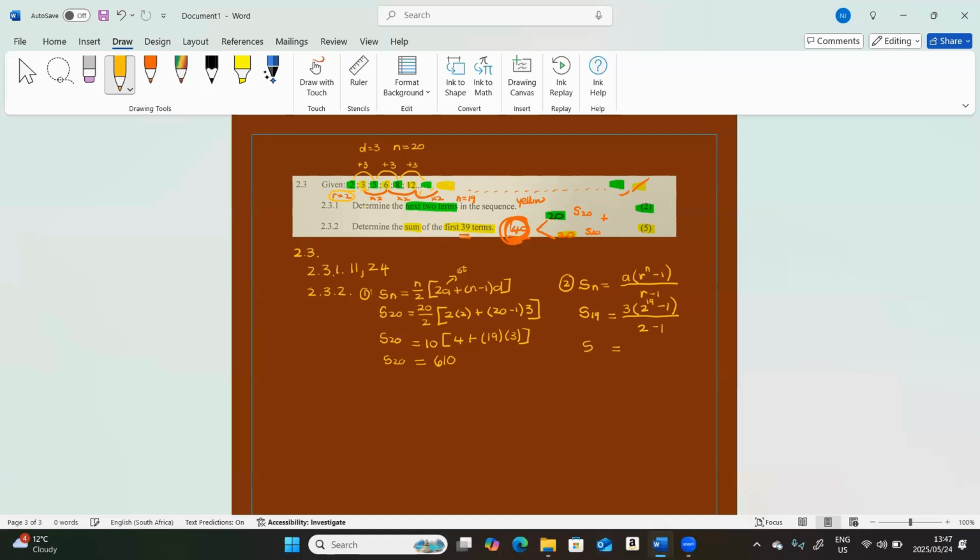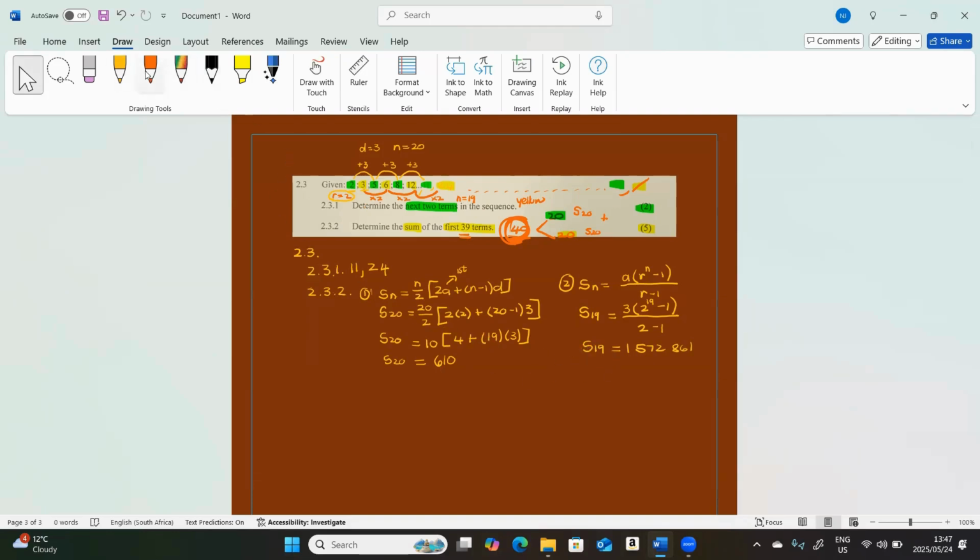So when you do that, you will get the answer for the sum of the first 19 terms of your geometric sequence. And then you would get 1,572,861. Okay, so can you see that now you have these separate answers: the sum of the first 20 terms of your arithmetic sequence gives me 610, and you also have the sum of the first 19.